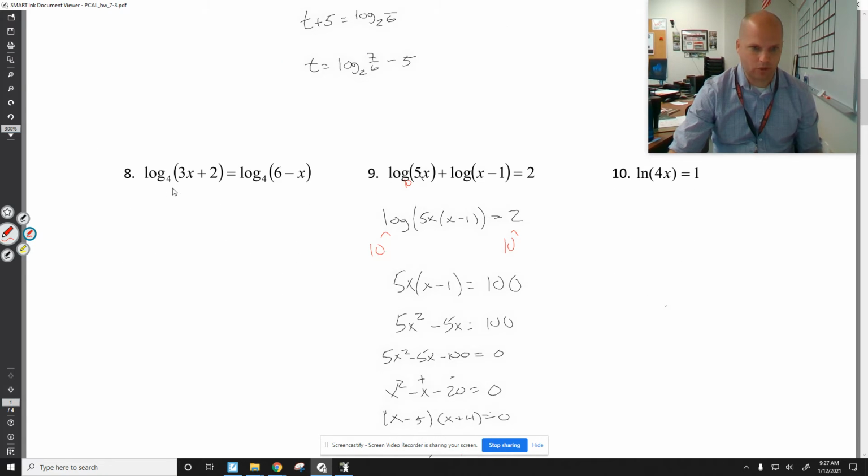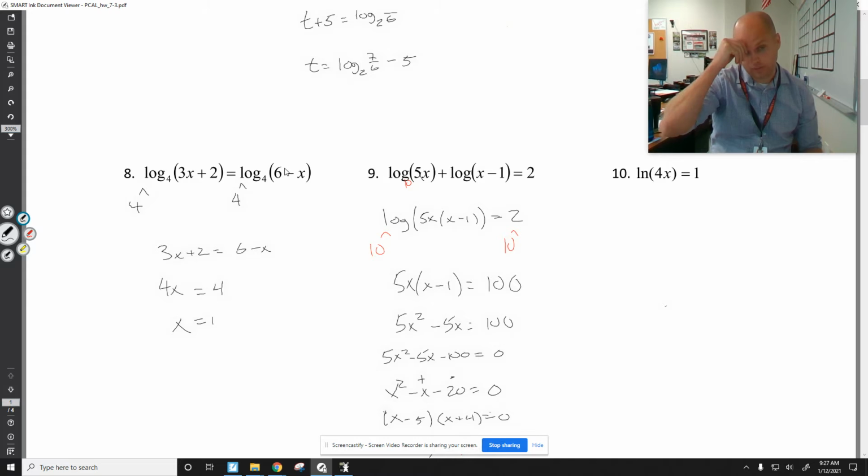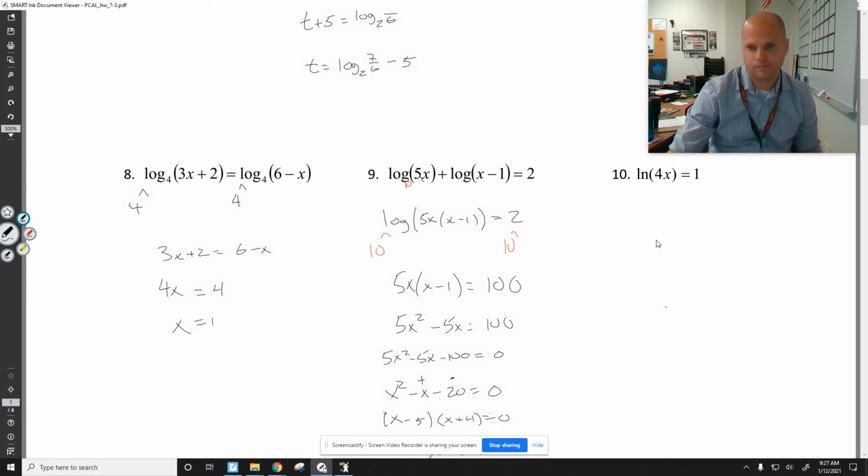All right, a couple easier ones, 8 and 10. Log base 4 of both sides. Well, 4 to the power of both sides would get rid of those log base 4s, giving us an easy equation that we could solve, which is just the inside of the logs equaling each other. I can add an x, I get 4x, I can subtract the 2, I get 4, I get x equals 1. That turns into 5, that turns into 5. So you get log base 4 of 5 on both sides.